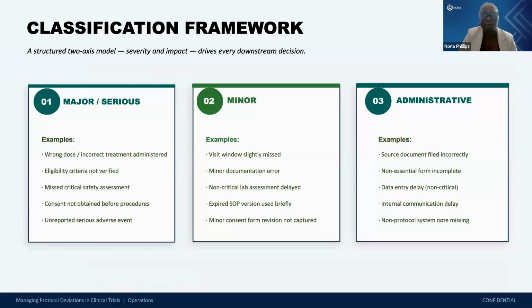Yes, there was a question from Varsha. Joke, if you don't mind reading that out for me, please. Okay. So, Varsha asked, what is the difference between major protocol deviation and protocol violation?